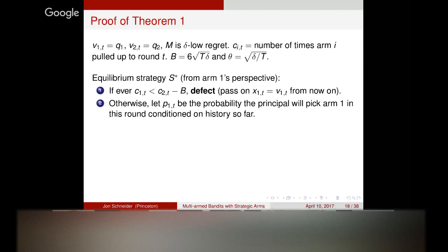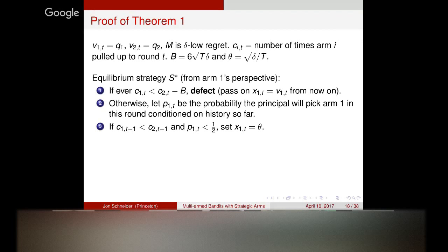Otherwise, this is an interesting thing, because this equilibrium strategy is actually mechanism dependent. It depends on the mechanism M. The arm needs to know the mechanism M. But anyways, otherwise, let P1T be the probability that the principal will pick arm one this round, conditioned on the history so far.